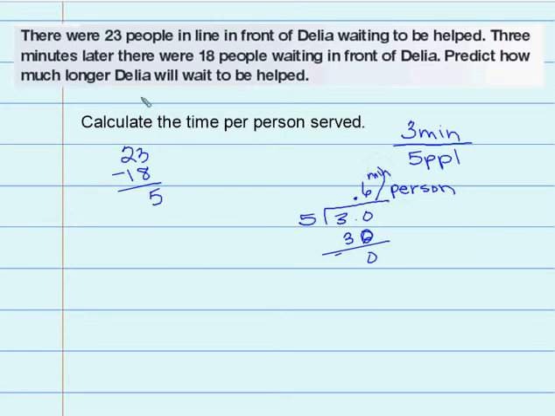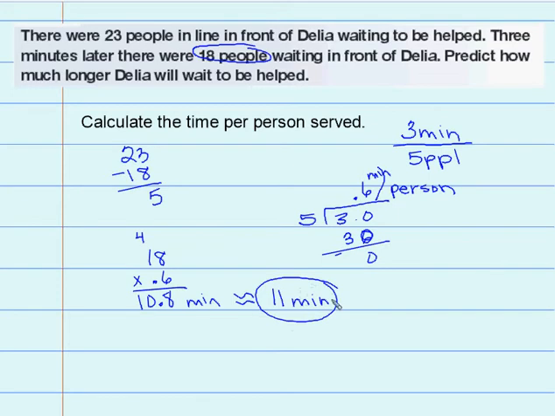Okay, so at that rate, there are still 18 people there. So 18 times that decimal point 6 would be 48, carry the 4, 10.8 minutes. So how much longer does she have to wait to be helped? Well, I would round this to 11 minutes. So she can estimate that it's going to be 11 minutes.